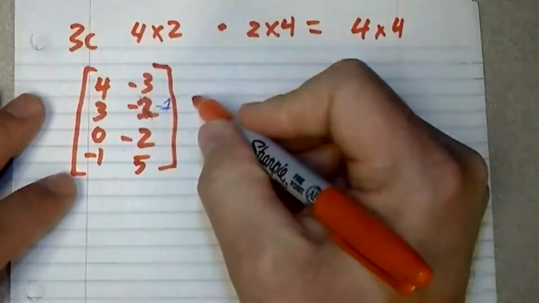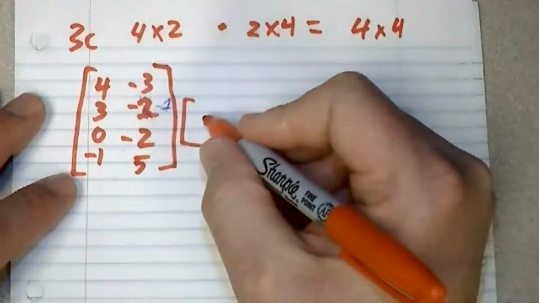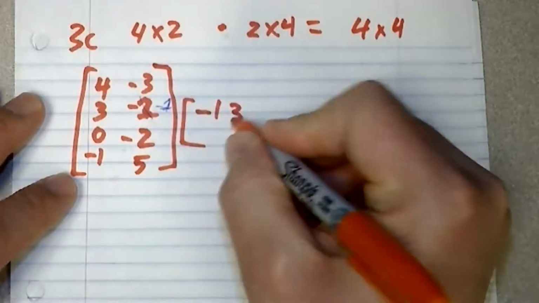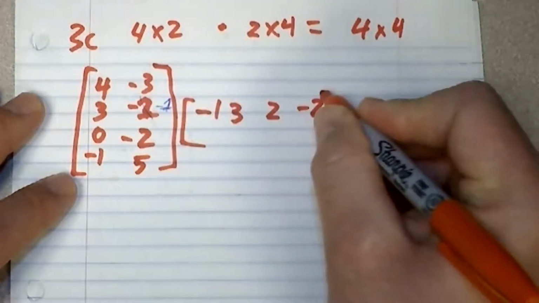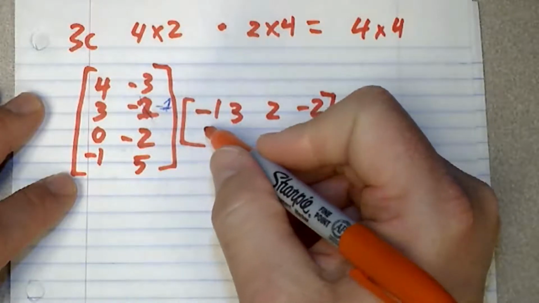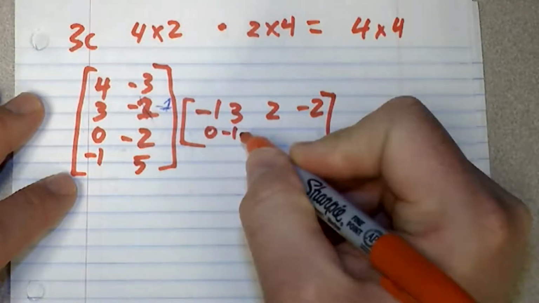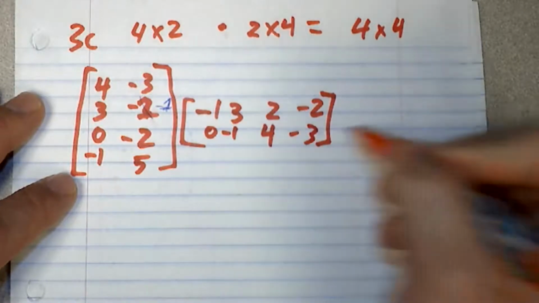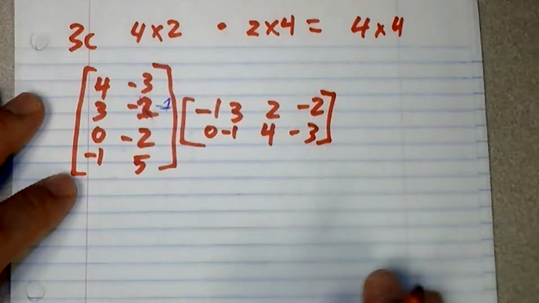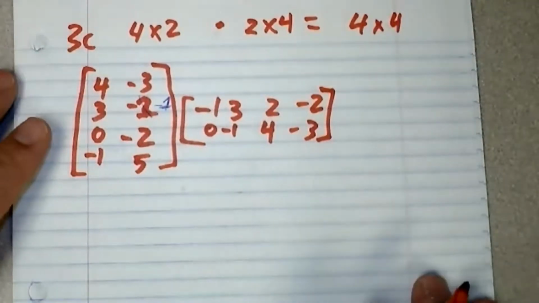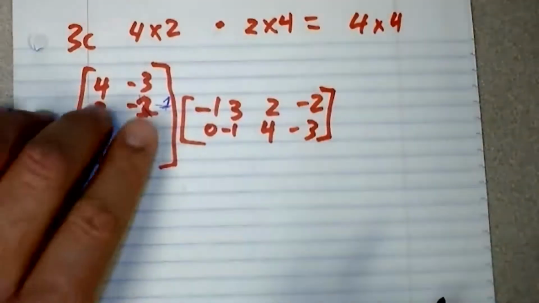And then this is going to be -1, 3, 2, -2. And then our bottom row, 0, -1, 4, -3. Okay, so this is kind of what we're doing. It's very similar to the last time, maybe a slightly bigger problem.